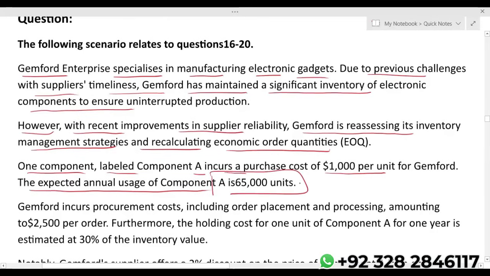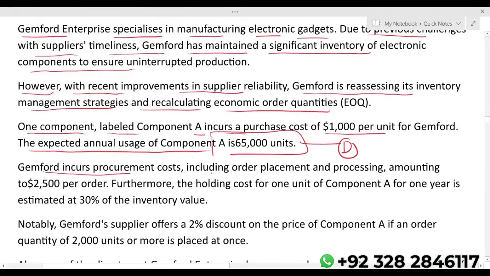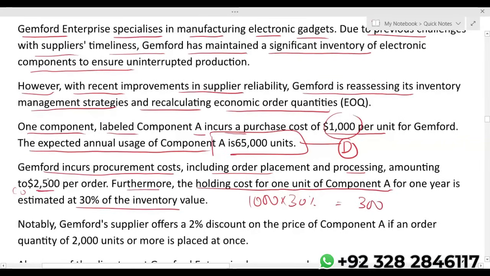So the annual demand is 65,000. Jim Ford incurs procurement costs, including order placement, processing, amortization. Per order cost C naught is 2,500. Furthermore, the holding cost for 1 unit of component A for 1 year is 30% of the inventory value. Inventory value is 1,000 per unit, so 30% of that is your holding cost, which is $300. So per order cost is $2,500, holding cost is $300.